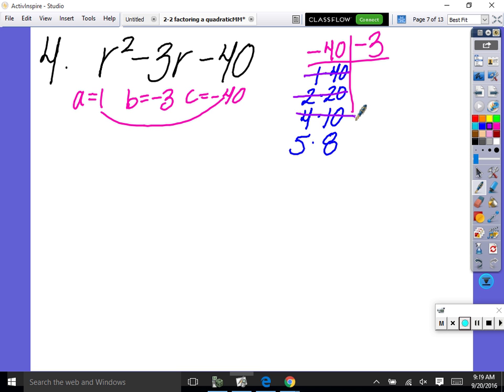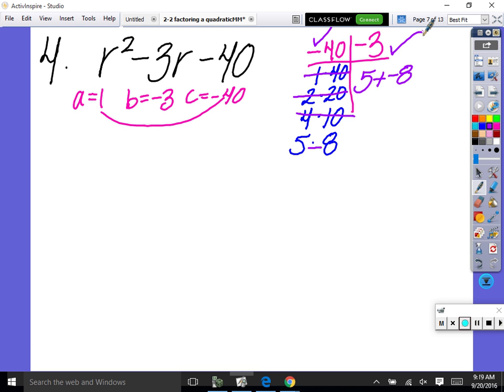Now you've got to be careful because it's got to add up to be -3. If it was +3, it would be different. So it's -3, so which one would my negative go with? 8, right? Now check it though. Does +5 times -8 equal -40? Yes. Does +5 plus -8 equal -3? Yes. So we have a check mark in both cases. So we're going to use +5 and -8.